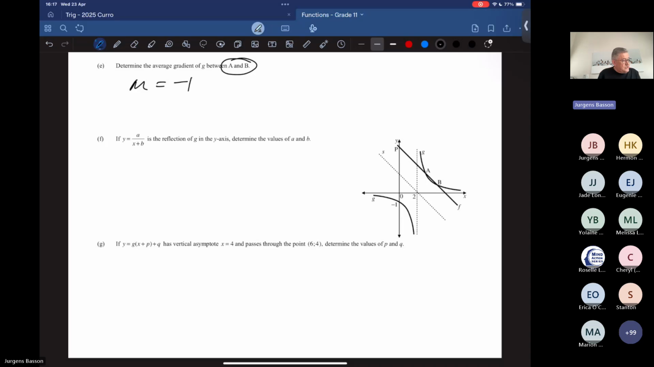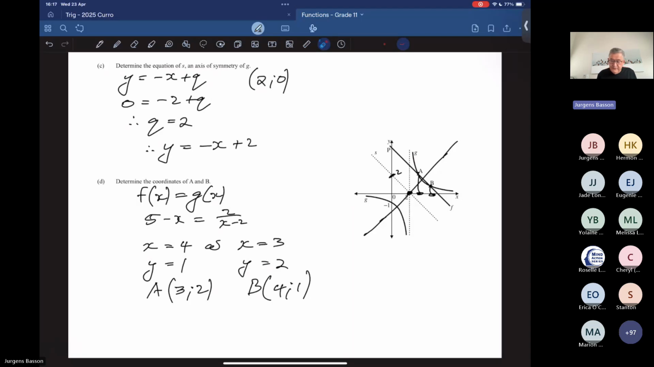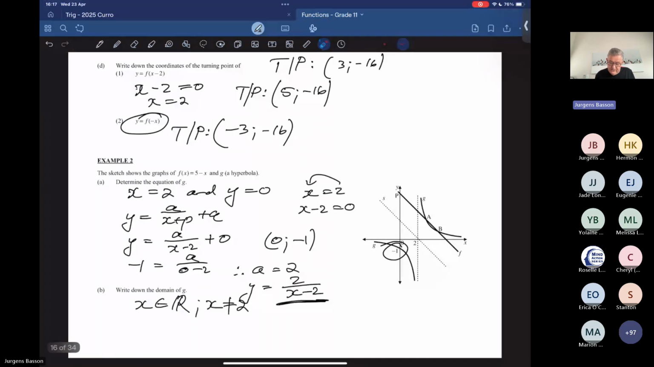In the next question, they say if y is equal to a over x plus b is the reflection of g in the y-axis, determine the values of a and b. So what they ask us here, they say that this graph is the reflection of g in the y-axis. So that means we must take the g graph, which we know because we found the equation of that g graph. Let me just find it quickly.